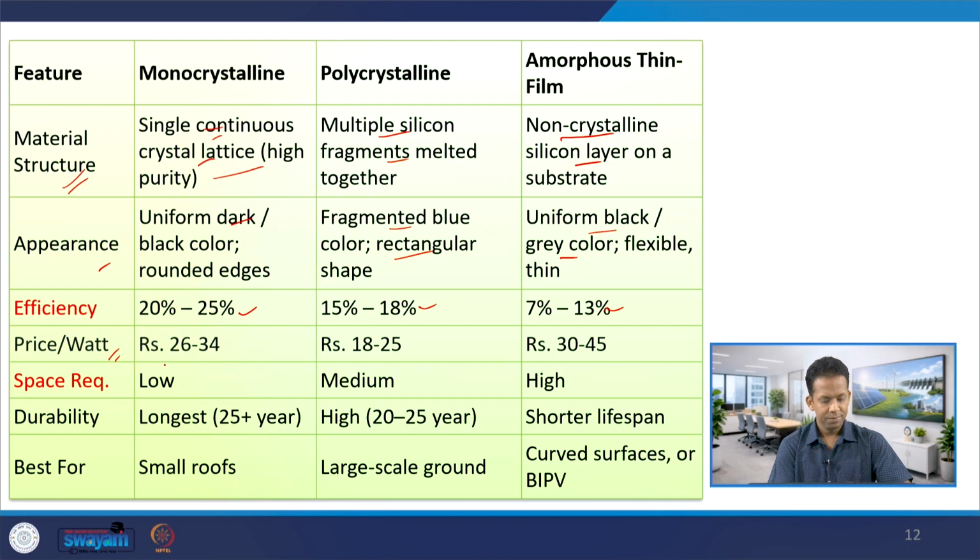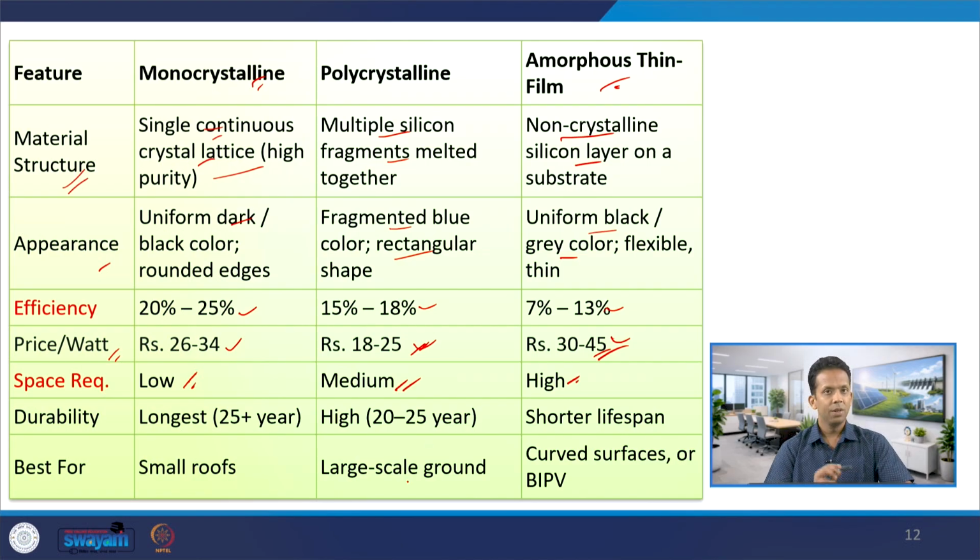Price per watt is reasonable for monocrystalline, lowest for polycrystalline and highest for amorphous thin film. Price per watt is in a way indirectly proportional to the efficiency. So here the price for monocrystalline or polycrystalline is lower because of higher efficiency than amorphous thin film, and in thin film the price per watt is higher because of lower efficiency. The space requirement is also related to efficiency. Because it is more efficient, the space requirement is low. Here it is medium and here it is high.